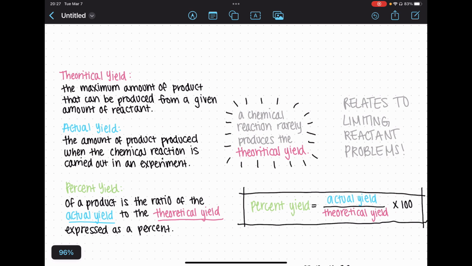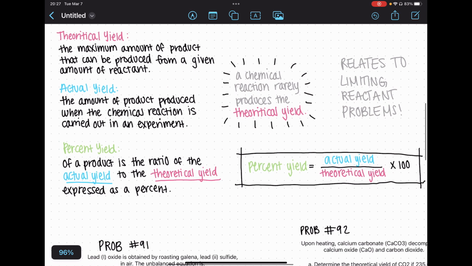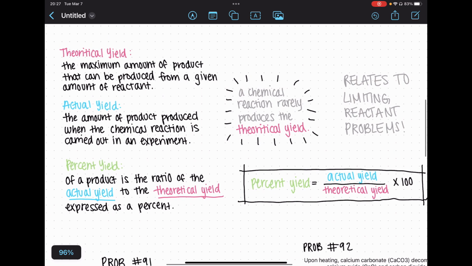So think you have 100 shots on a basketball hoop. You should, in theory, make 100 out of 100 of those shots, but you actually made 80 out of 100 of those shots. So looking at percent yield, the percent yield of a product is the ratio of the actual yield to the theoretical yield expressed as a percent.